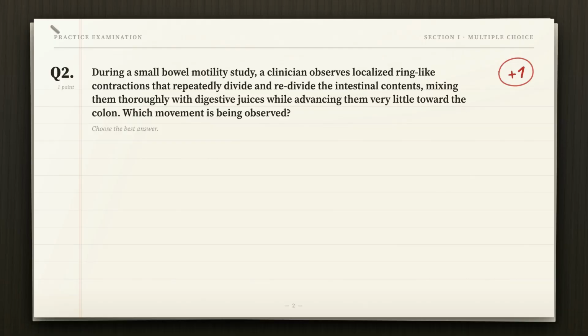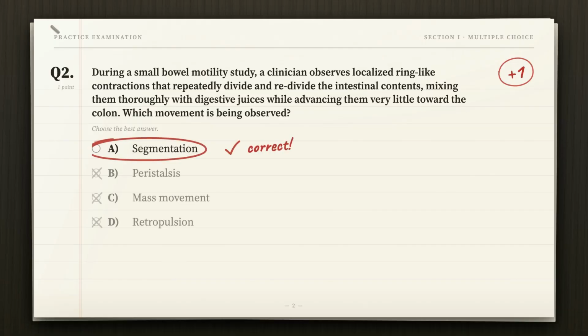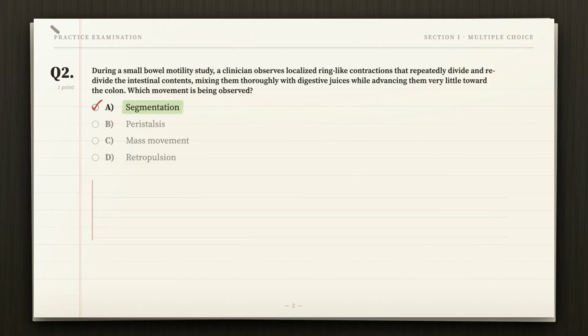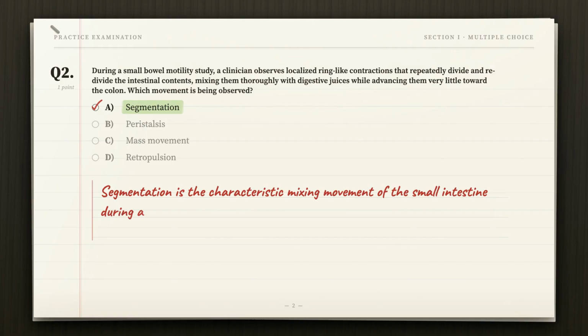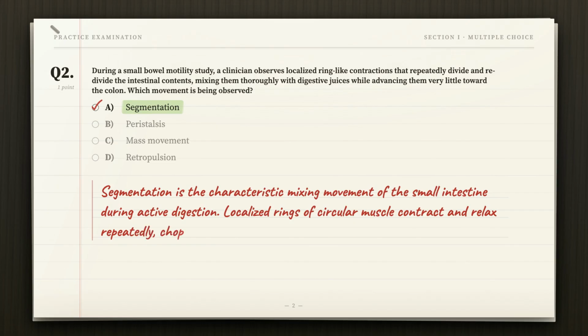The correct answer is A. Segmentation. A is correct because segmentation is the characteristic mixing movement of the small intestine during active digestion. Localized rings of circular muscle contract and relax repeatedly, chopping the chyme and bringing it into fresh contact with the absorptive surface. It mixes far more than it propels.